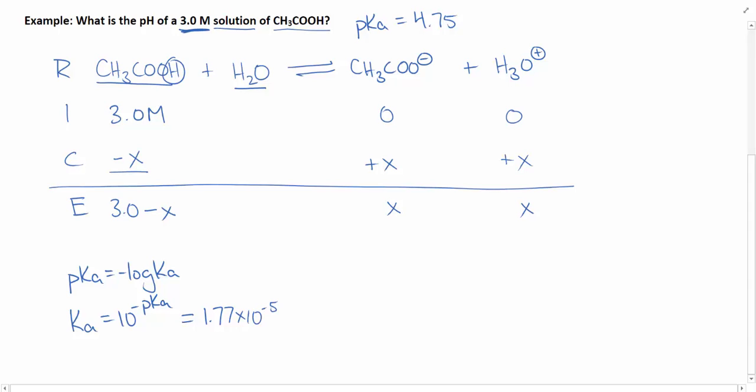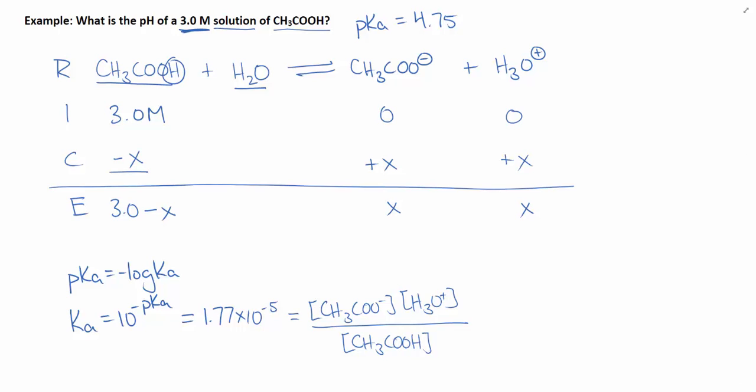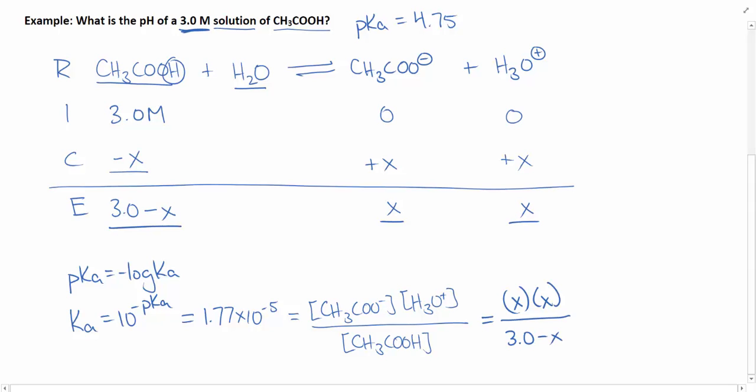Now we know the Ka is equal to the concentration of our conjugate base multiplied by the concentration of H3O+, divided by the concentration of our acid, acetic acid. And remember, we leave water out of this. So this is just products over reactants. Now we know these concentrations. This is just equal to X, which I'm getting from here, multiplied by X, divided by 3.0 minus X.